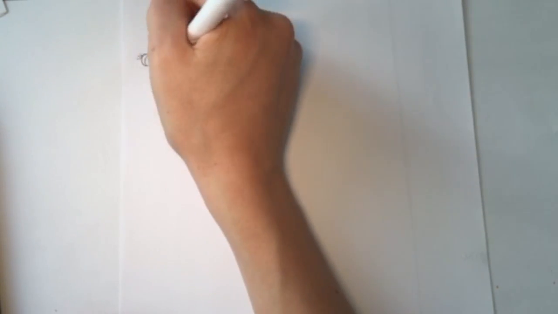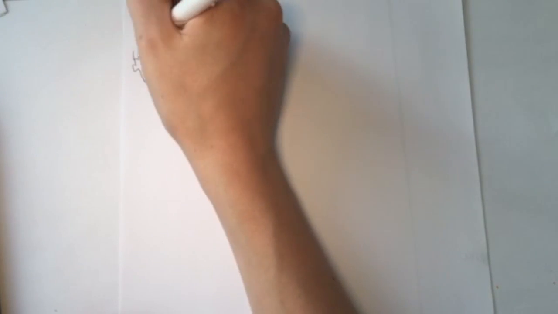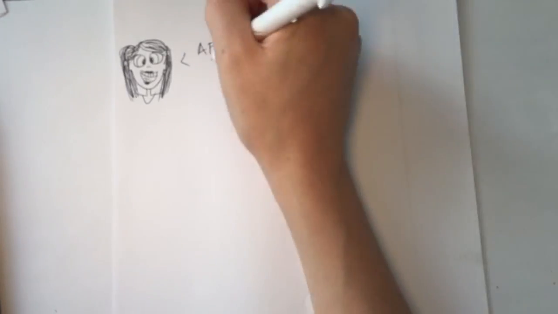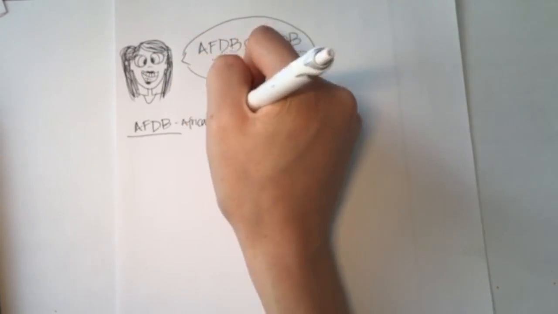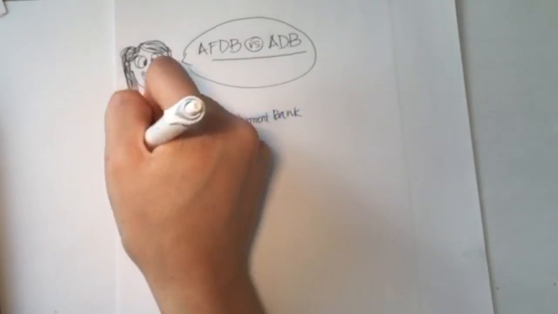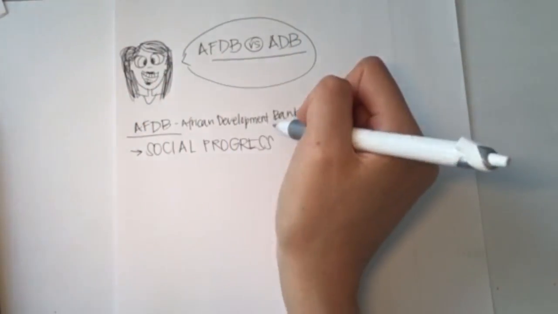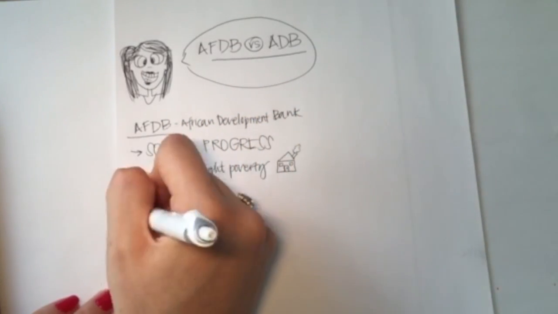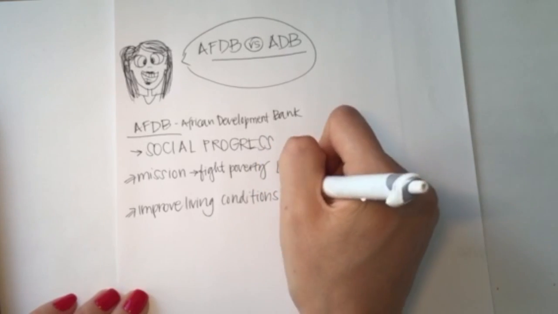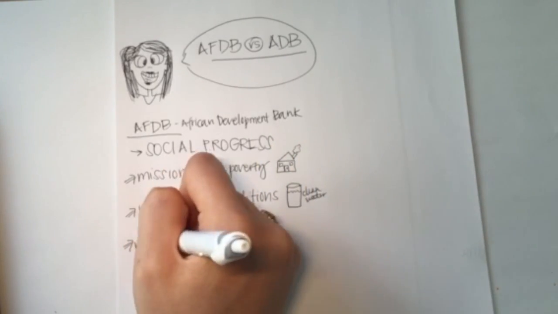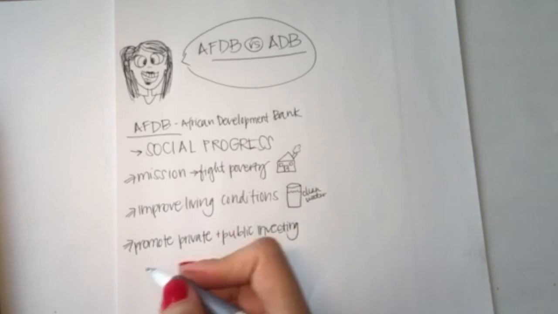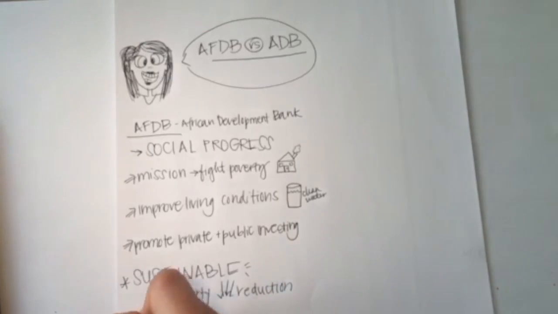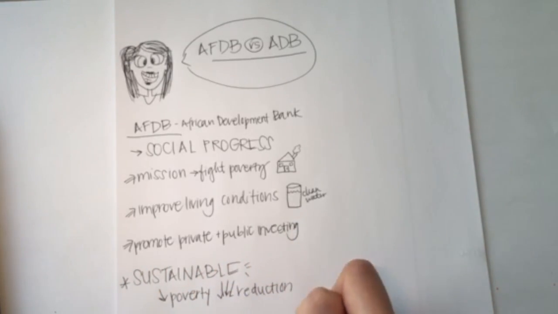The African Development Group, also known as AFDB, is a multilateral development finance institution established to contribute to the economic development and social progress of African countries. Its mission is to fight poverty and improve the living conditions on the continent through promoting the investment of public and private capital in projects and programs that are likely to contribute to the economic and social development of the region. The overarching objective of the African Development Bank Group is to spur sustainable economic development and social progress in the regional member countries, thus contributing to poverty reduction.